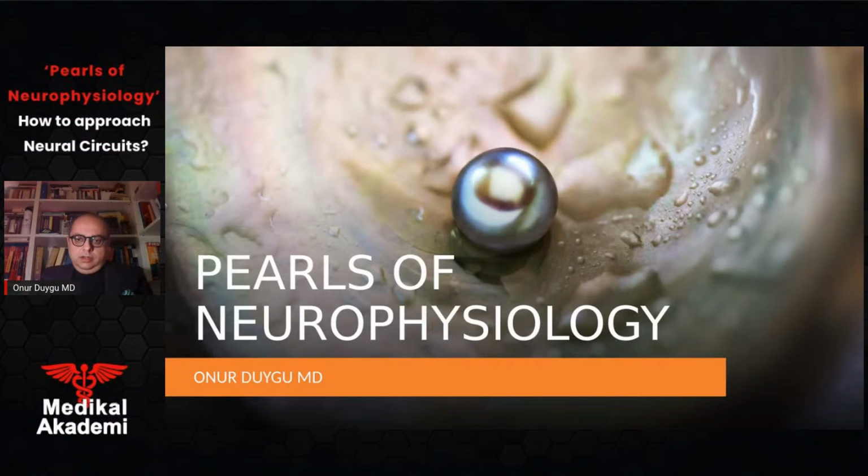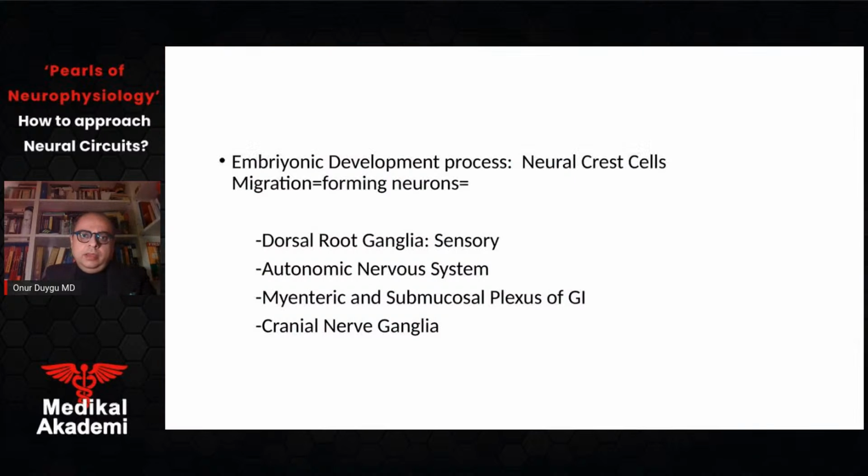Okay. Neurophysiology, the study of neuron cells and neuromodulation, is a new age for scientific research, to understand what's happening in our brain and central nervous system. The embryonic development process includes neural crest cells, which migrate in order to form neurons and neural structures. As we know, neural cells are the main elementary focus of neurophysiology.